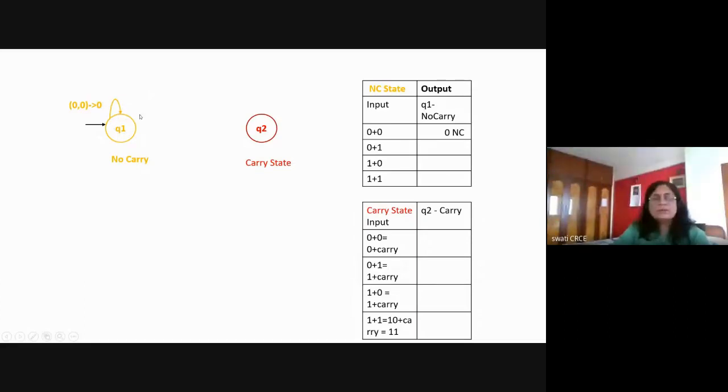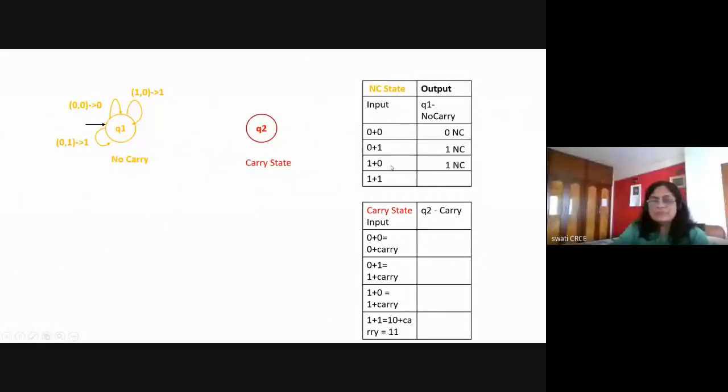Okay. Now after this, suppose the input is 0 plus 1 in the no carry state. You are working with the no carry state. So here in the no carry state, if the input is 0 plus 1, then what will be the output? Output will be 1, and there is no carry generated, so it will remain in the same state. Now the next input is 1 plus 0. If the input is 1 plus 0, then the output is 1 and carry is not generated, so it will remain again in the same state.